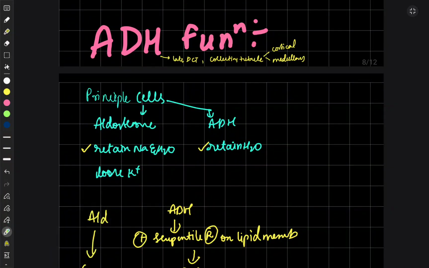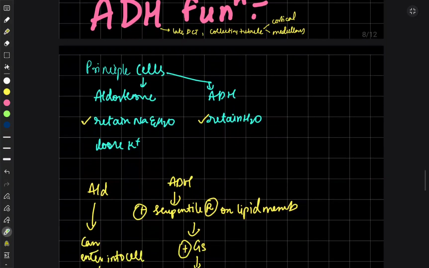Now let's talk about ADH function. ADH functions occur in the late part of the DCT and the cortical and medullary parts of the collecting tubule. They have principal cells on which aldosterone and ADH work. Aldosterone retains sodium and water, ADH retains water, and aldosterone also does this with the loss of potassium ion, right?